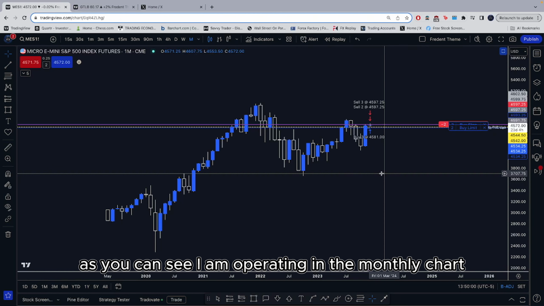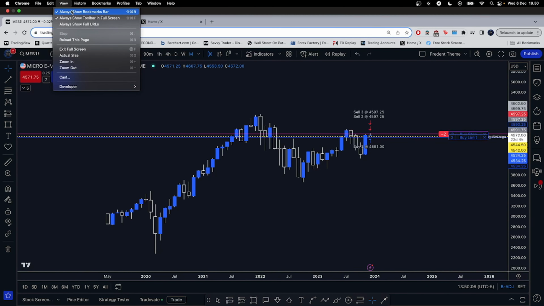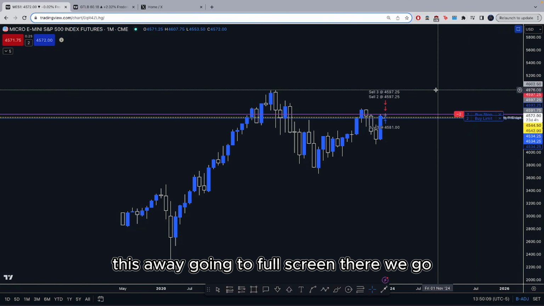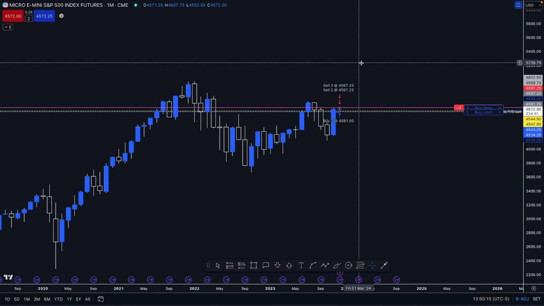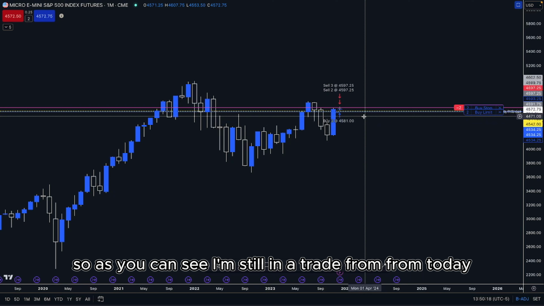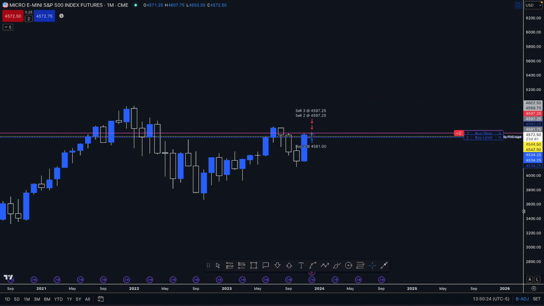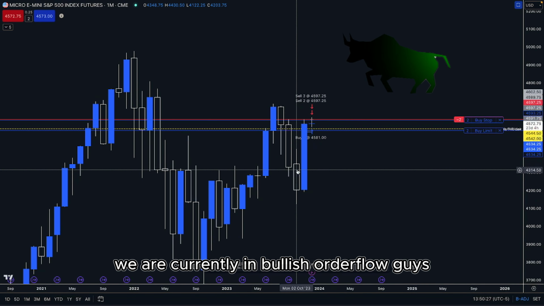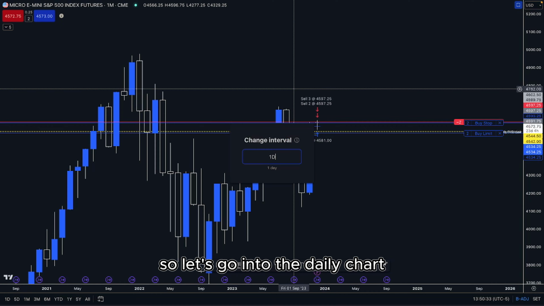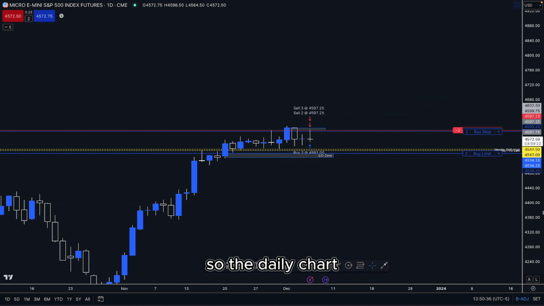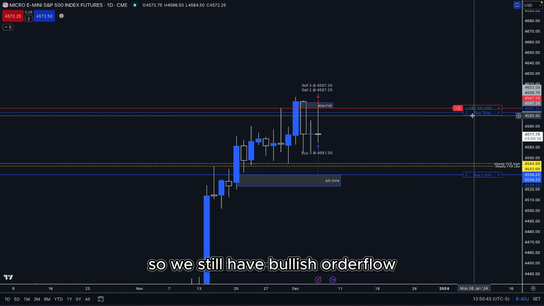At the moment, as you can see, I am operating in the monthly chart. If I can just go into full screen, there we go. So as you can see, I'm still in a trade from today, but currently in the monthly chart, what can we see? We are currently in bullish order flow, guys. We're trading up. So let's go into the daily chart and see where we're at. The daily chart, as you can see, we've made a bullish fair value gap trade into that, trading higher. So we still have bullish order flow.